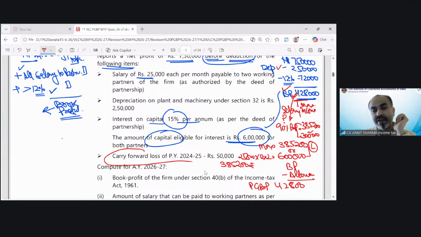But the question did not complete it yet. There is a carry forward loss of last year, 50,000. And we can reduce that loss from this income. So PGBP income would be nil. There would be still losses what we can carry forward for future.